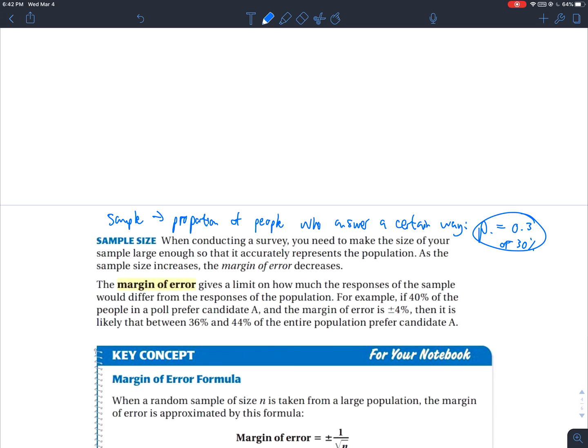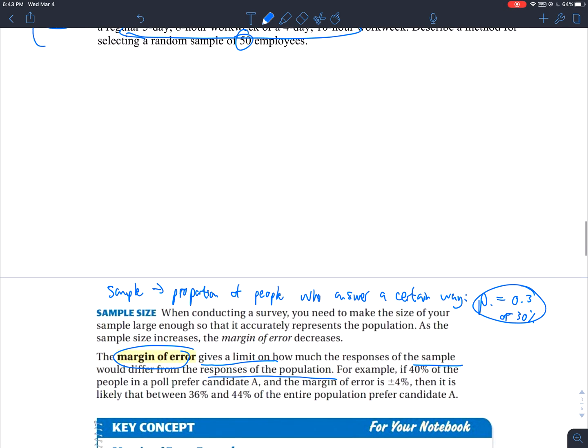So we have a name for the difference between what would actually be happening with all the students if I could ask all of them, and what's happening in my sample, the students that I did ask. That difference between those two numbers is called a margin of error. It's defined as giving a limit on how much the responses of the sample would differ from the responses of the population.